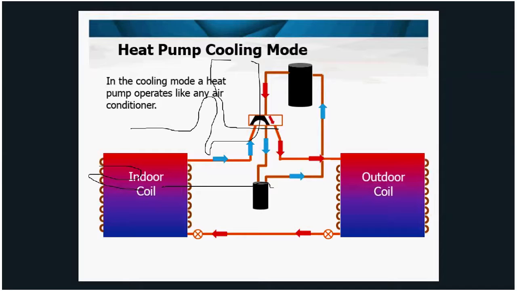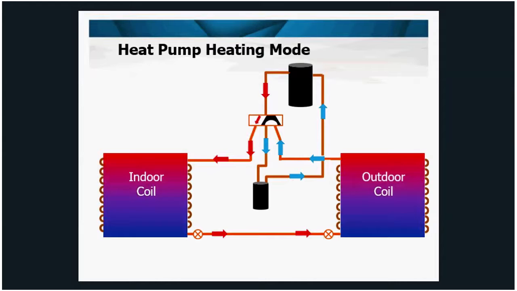In the heating mode, things flip over. The reversing valve changes position so that the hot gas is directed to the indoor coil, and it acts as a condenser. It desuperheats the refrigerant, condenses the refrigerant, and then subcools it. And this time, instead of ejecting the heat to the outdoor air, we're ejecting the heat into the house.